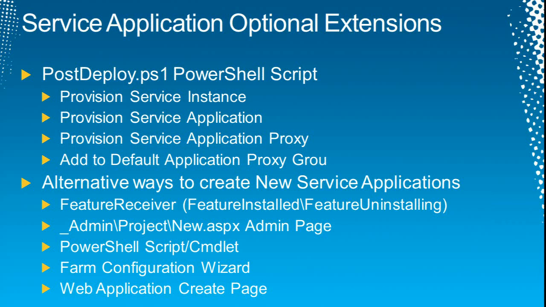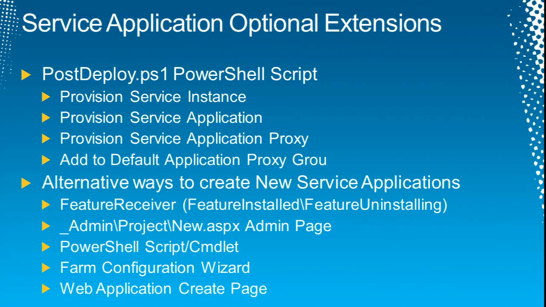They're going to have to go to PowerShell and run a PowerShell commandlet in order to make this happen. It's optional, you don't have to do one of those, but you're going to need to pick at least one of these ways. You have to wire it up so that when they run the farm configuration wizard, it prompts them and says, hey, here's a service application. Do you want to include it in the web applications that you're generating or in the application proxy groups that you're making or not? And then the last one is making a web application create page.